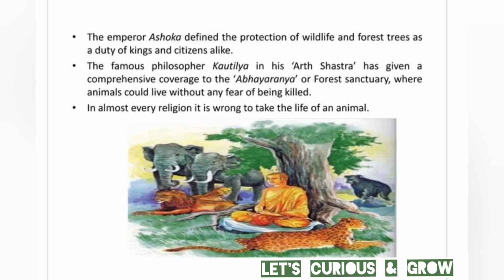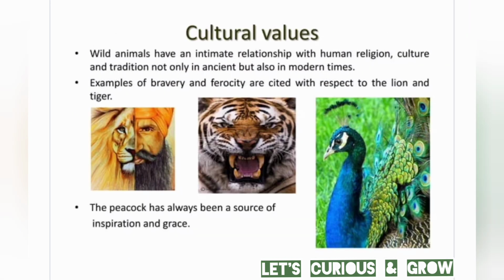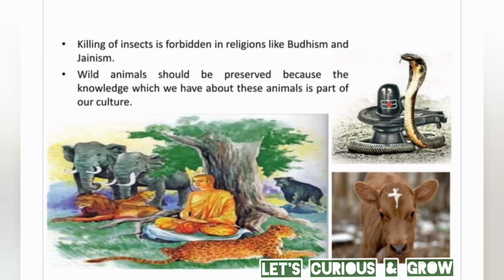So you can see through all these picture representations how important wild animals are. The cultural values are also there. Wild animals have an intimate relationship with human religions, culture and traditions, not only in ancient but also in modern times. For example, bravery and ferocity are cited with respect to the lion and tiger. The peacock has also been a source of inspiration and grace. These are also symbols of some states and districts, because they represent the relationship between humans, their religions and their traditions, not only in the ancient era.